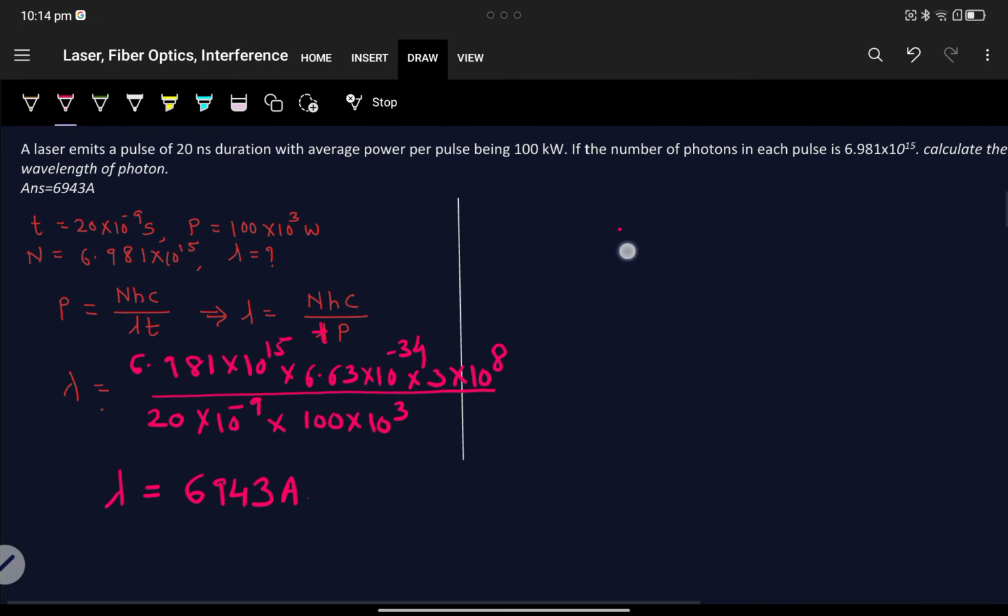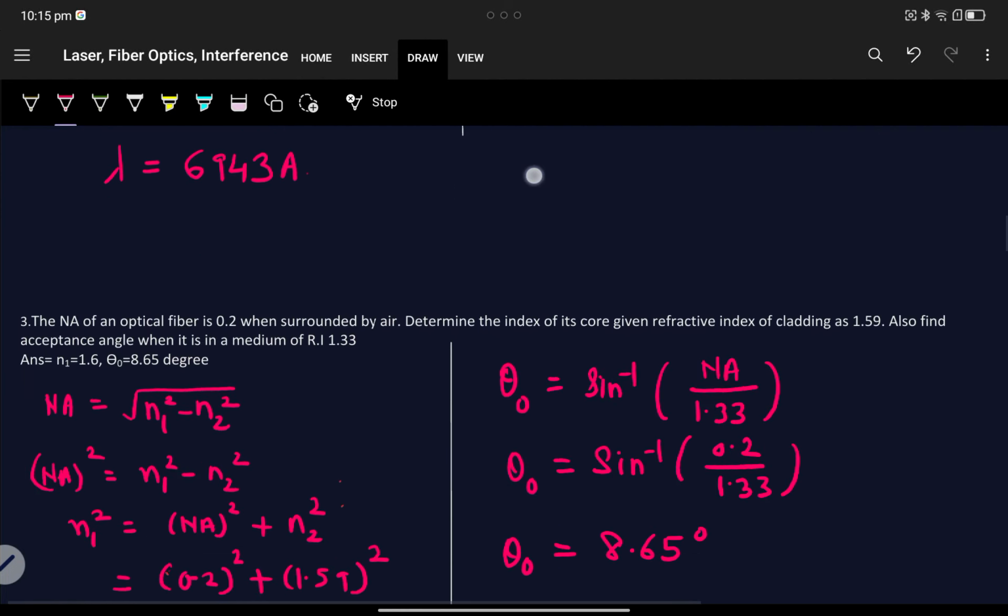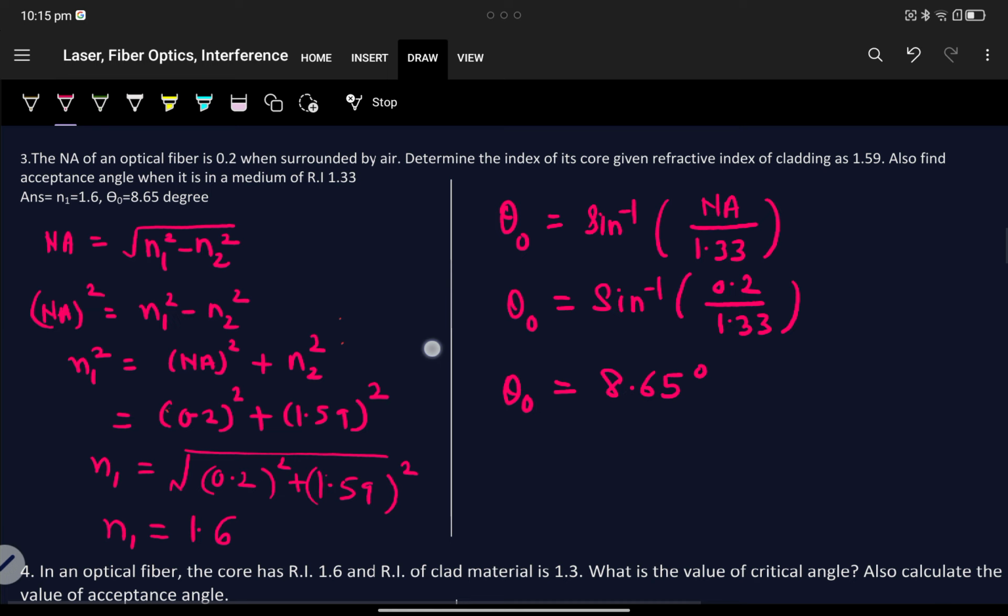We'll use a similar formula. A laser emits a pulse of 20 nanoseconds. We'll convert this into time, so 2 into 10 to the power minus 9 seconds. Power is given in kilowatts, so we'll convert it into watts: 100 into 10 to the power 3 watts. We'll use the similar formula and we are able to get the wavelength as 6943 Angstrom. Let's move towards the next question, which is from fiber optics.